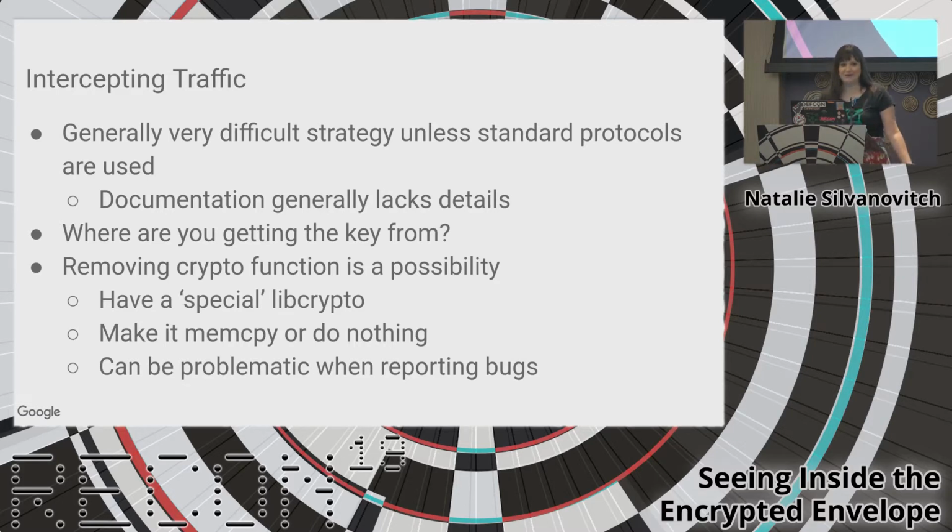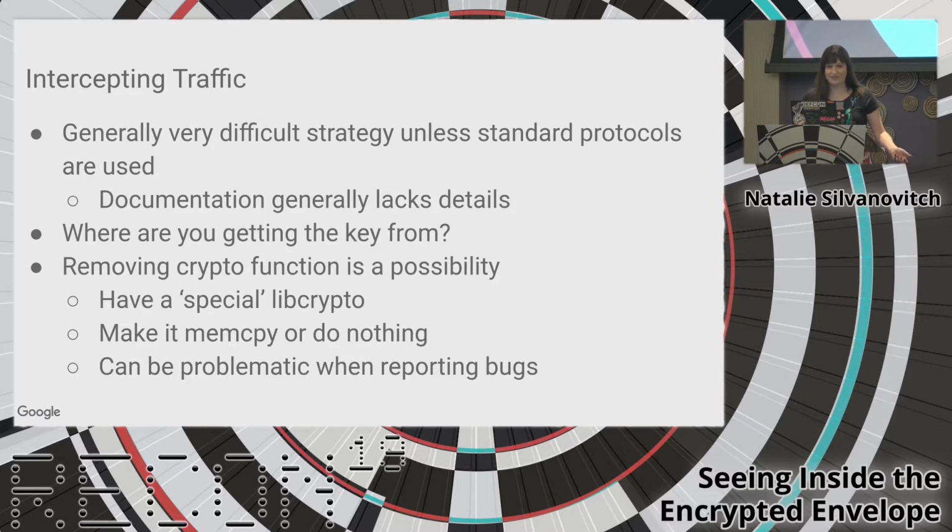One thing I have done, which I think is a very good way to get started, is sometimes you can remove the crypto libraries and then look at stuff over the network. So let's say you have a special lib crypto that if you encrypt, it just mem copies. If you decrypt, it mem copies. If you verify, it always verifies. If you pull out your regular crypto libraries and then replace them with these, then if you sniff over the network, all your stuff is unencrypted. And that can be a really easy way to get started.